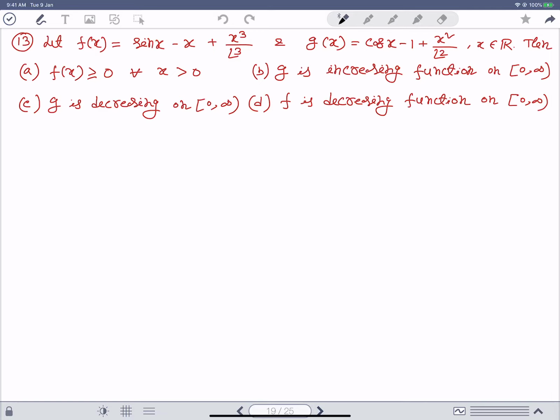Again this is also conceptual, so if you do not know, still it will be a conceptual one. Now f(x) is sin x minus x plus x cube divided by factorial 3 and g(x) equal to cos x minus 1 plus x square by factorial 2. Now we have 4 options. So f(x) bigger equal to 0 for all x bigger than 0, g is increasing function, g is decreasing function, f is decreasing function. So you may have another option that f is increasing function. Now what will be your answer?